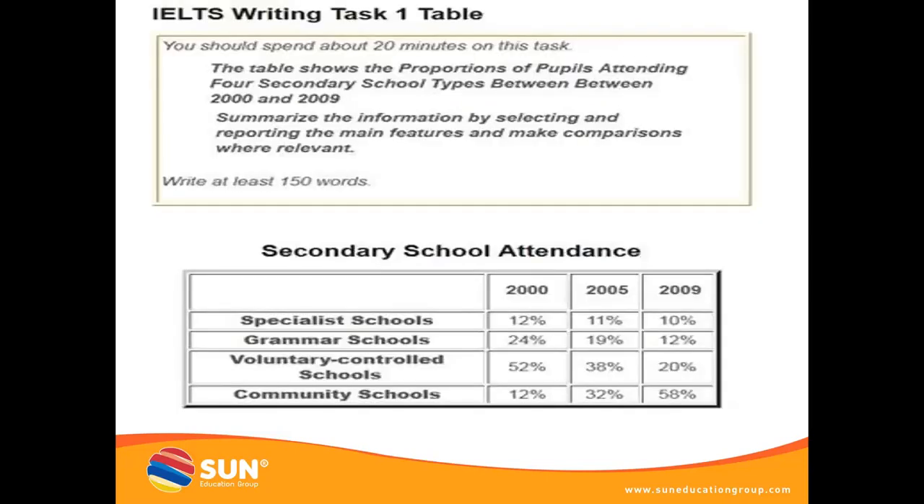Let's continue. As I mentioned earlier, you need to read the instruction. Okay. The table, as this is the title, the table shows the proportion of pupils attending 4 secondary school types between, yeah, I mistyped, it should be between 2000 and 2009. It's not between.